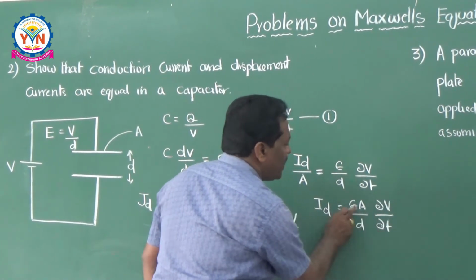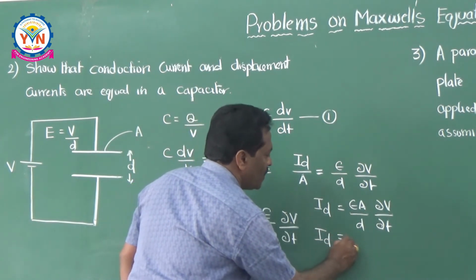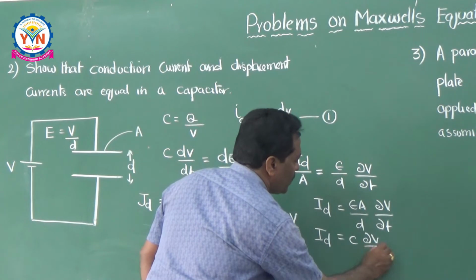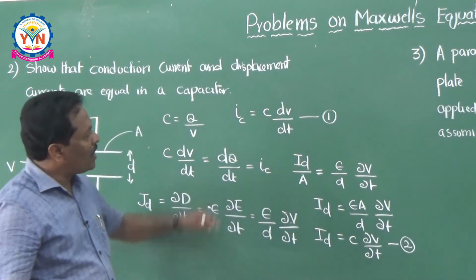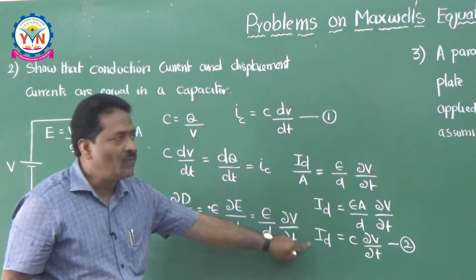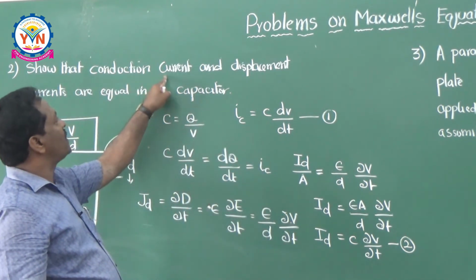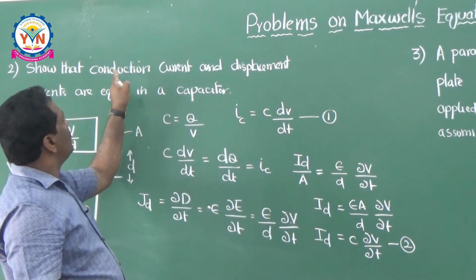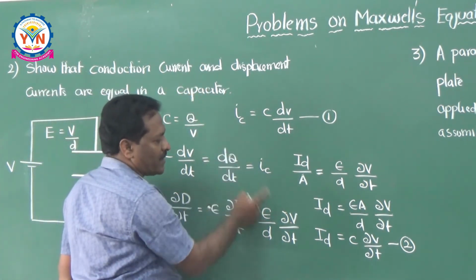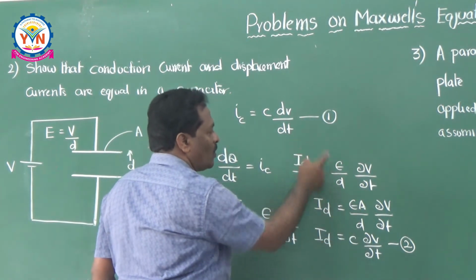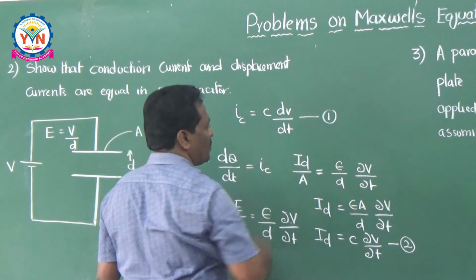What is epsilon A by D? Which is nothing but the capacitance of a capacitor. Therefore, ID is equal to C into ∂V/∂t, and which is nothing but the second equation. So you compare the first and second equations now. First and second equations are same. That's why in a capacitor, the conduction current and displacement currents are equal. So the first equation is conduction current, second equation is also telling the same thing. So both are equal, 1 is equal to 2.